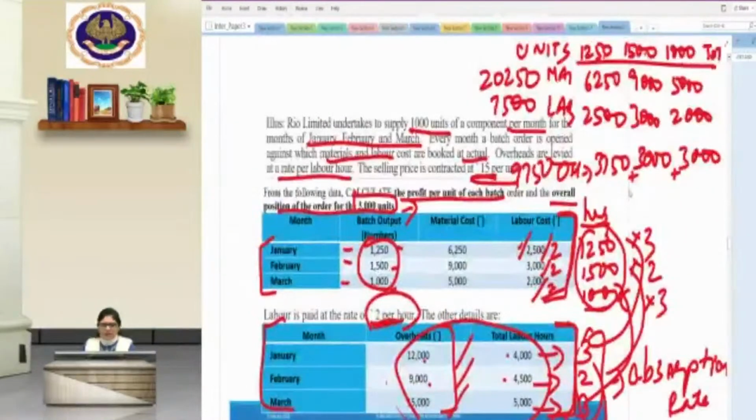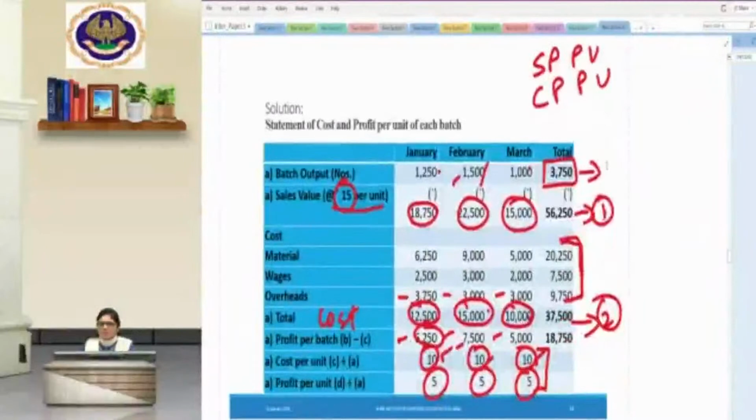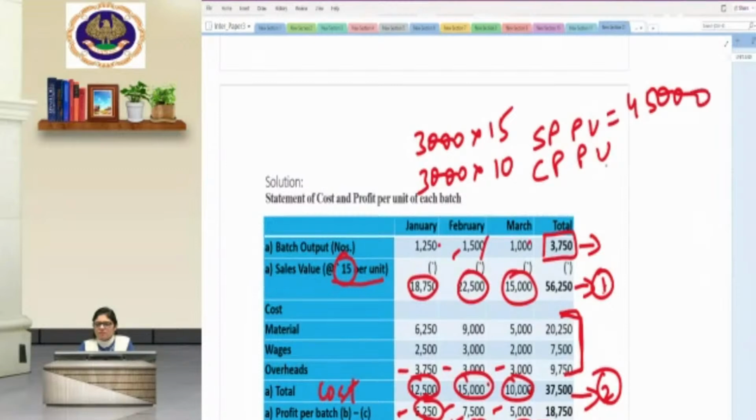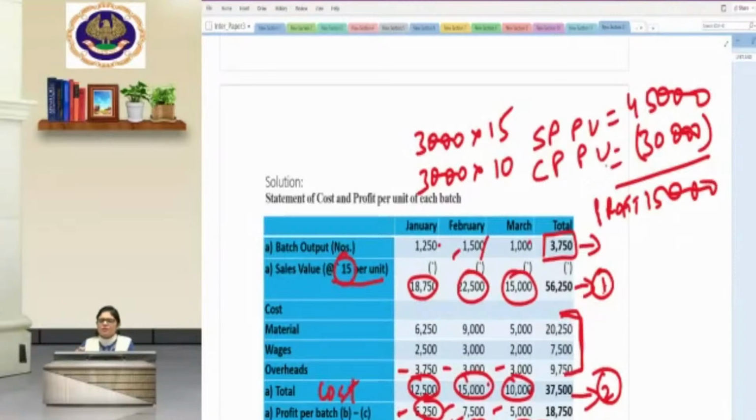You have to calculate this information for 3,000 units. Now is the time to calculate the final amount for 3,000 units. So selling price per unit is 15. So 3,000 into 15 is the selling price. Cost per unit is 10. 3,000 into 10 is the cost. So it will be 45,000. Cost will be 30,000 and profit will be 15,000. Clear?